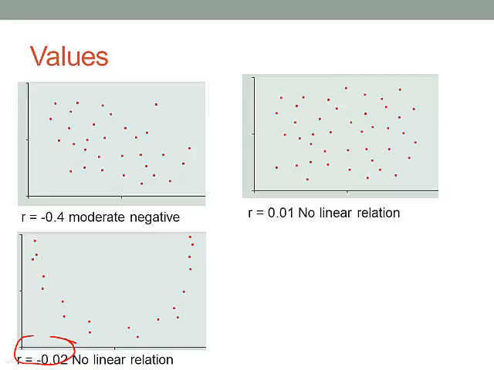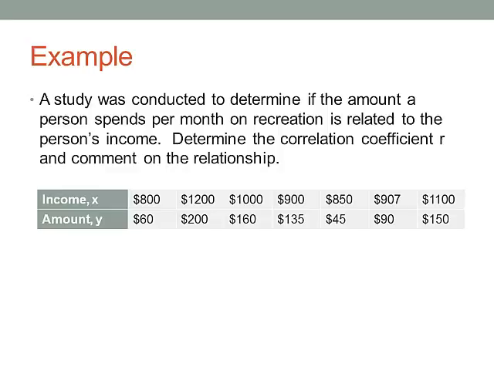Then compute the R. Okay, always do a picture first. We've been stressing that the entire course. So we've already done one of these, right? In the past, we looked at the picture of this. A study was conducted to determine if the amount a person spends per month on recreation is related to the person's income. Determine the correlation coefficient R and comment on their relationship.